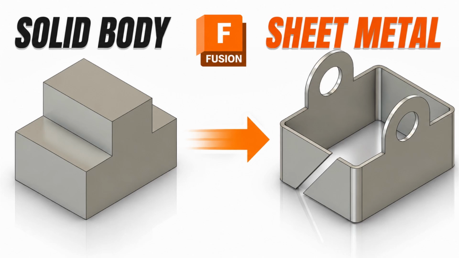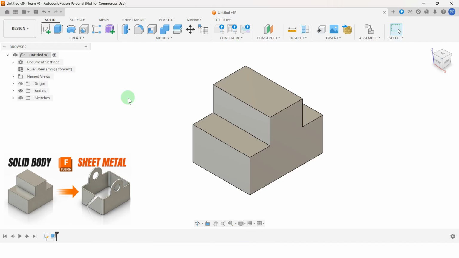In this video, I'll show you how to convert a solid body into a sheet metal part in just a few steps. This is the solid body that I want to convert into sheet metal. I'll start by using the shell command and selecting the faces I want to remove.